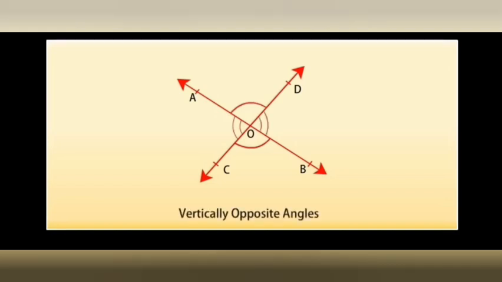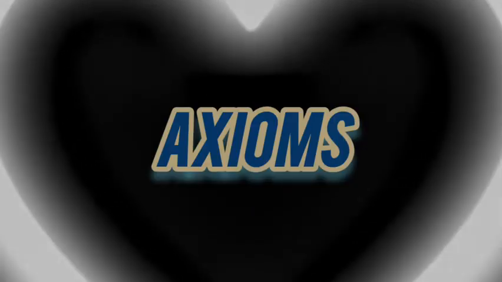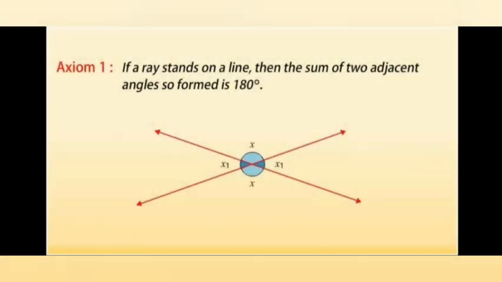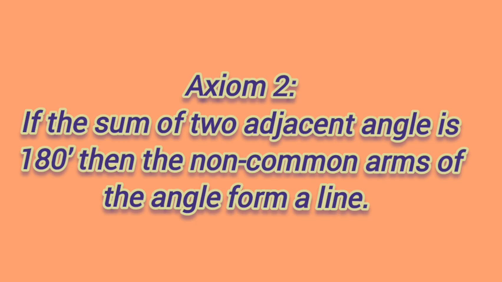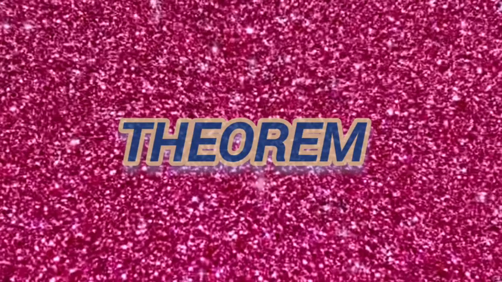When two lines, say AB and CD, intersect each other at the point O, then the angles formed are called vertically opposite angles. Move on to the next one, that is axioms. Axiom 1: if a ray stands on a line, then the sum of two adjacent angles so formed is 180 degrees. Axiom 2: if the sum of two adjacent angles is 180 degrees, then the non-common arms of the angles form a line. Let's move on to theorems.